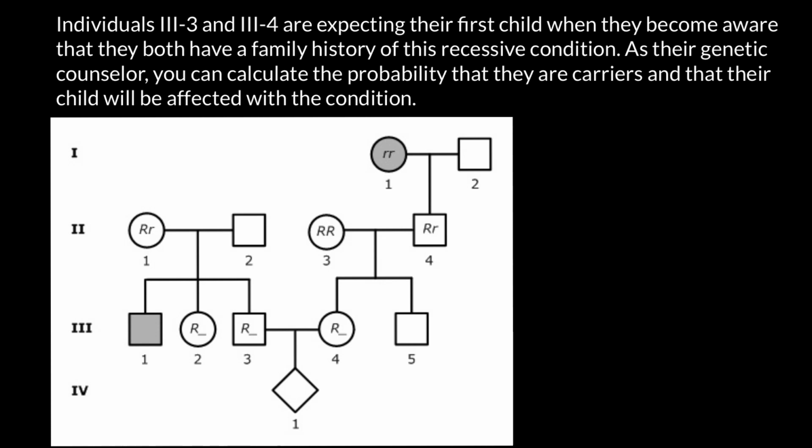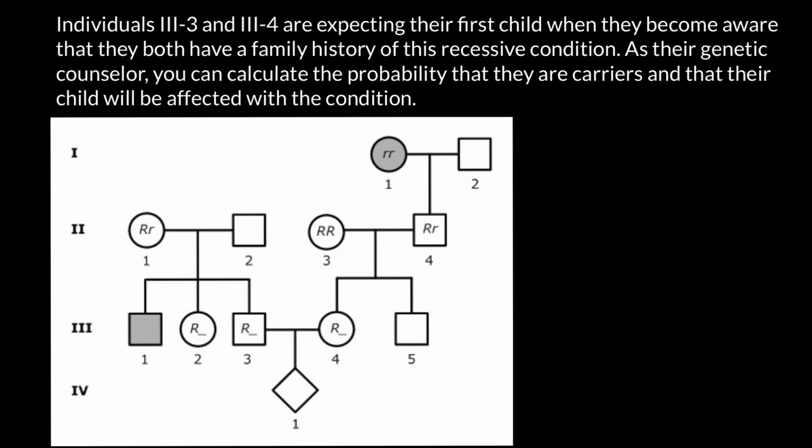Hello and welcome to Nikolai's genetics lessons, and today's problem is: individuals tree 3 and tree 4 are expecting their first child when they become aware that they both have a family history of this recessive condition. As the genetic counselor, you can calculate the probability that they are carriers and that the child will be affected with the condition. So how are we going to approach this problem?